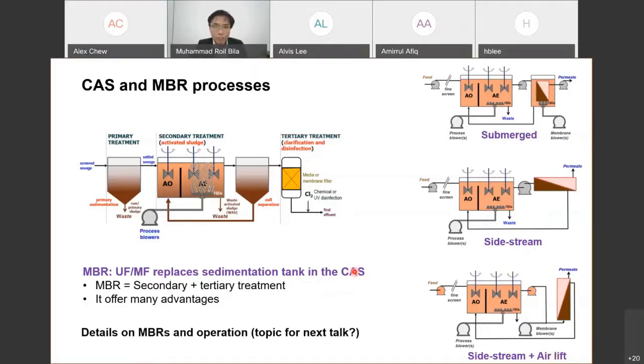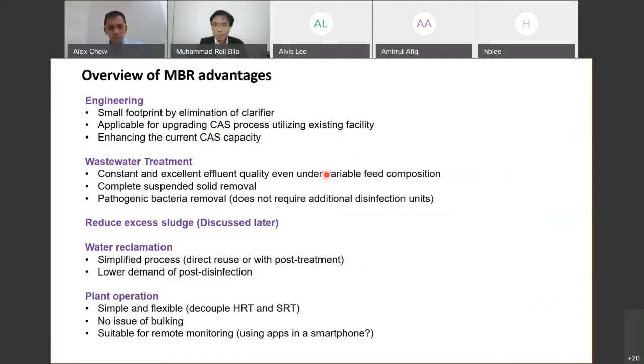Detail on MBR and its operation, I will not discuss today. It might be off topic for the next talk if someone is interested. I will focus on comparison in this talk. So, what are the advantages of putting membranes into activated sludge?